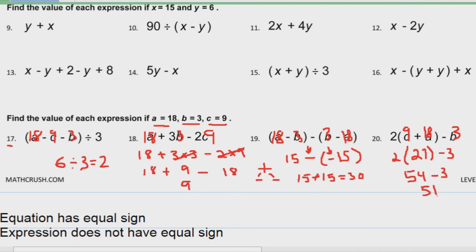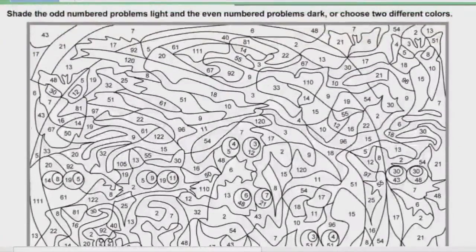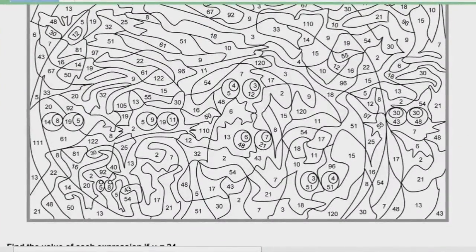And guess what? We are done. Woohoo! All right. Now just shade in your 51s, and you'll probably have a cool looking picture. I wonder what it is.